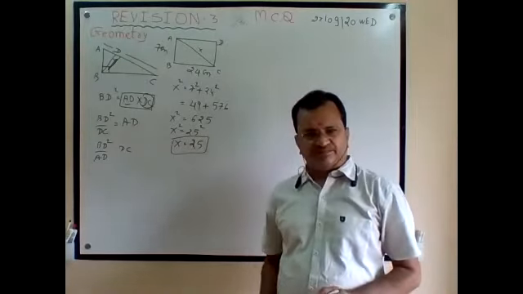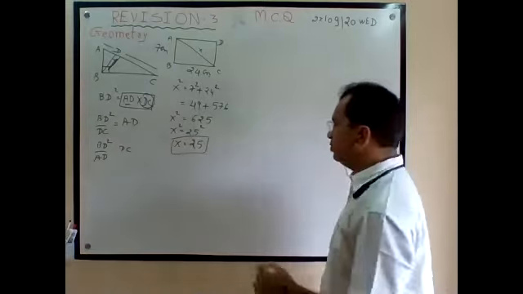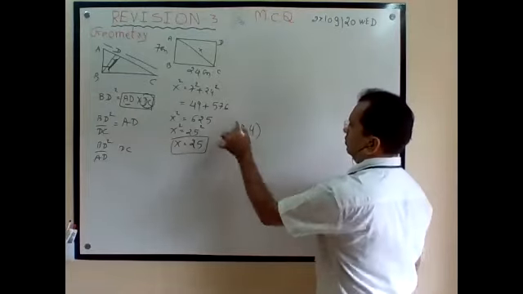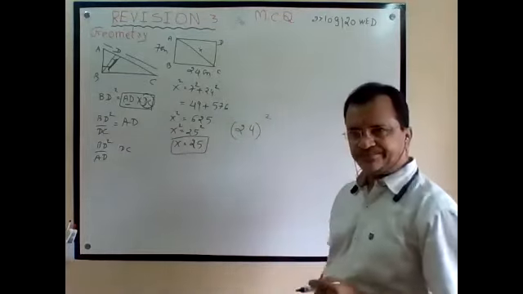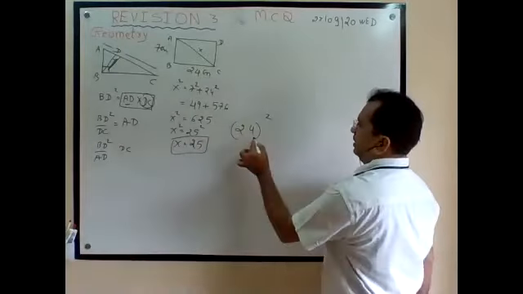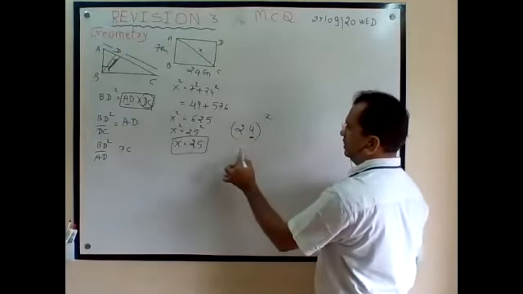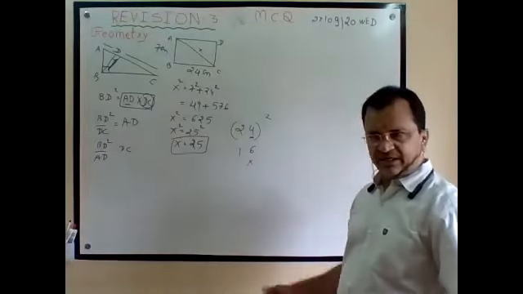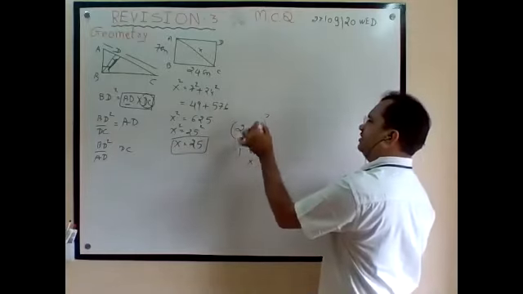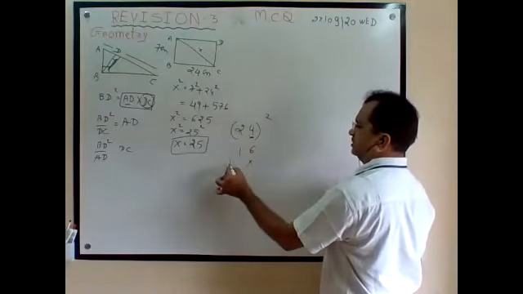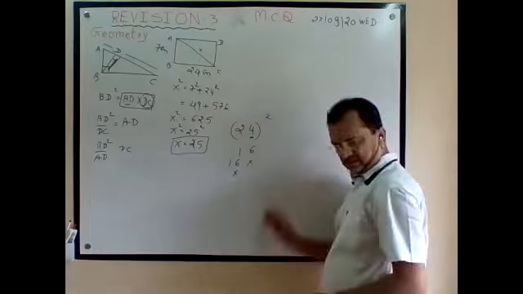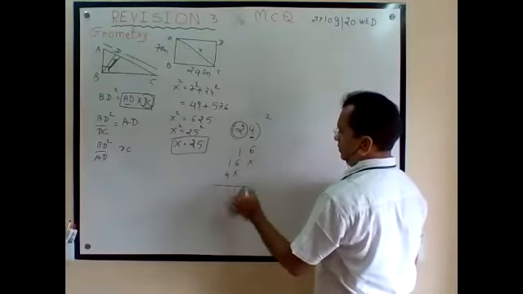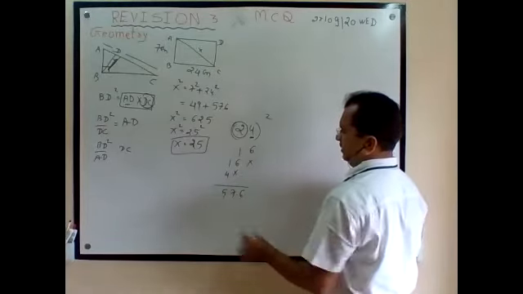How to find the square of a two digit number? For example, 24 square. Take the square of the last digit, 4 square is 16. Cancel one place in the next step. Now take this into this into this, 4 into 2 into 2 is 16. Again cancel 1. Then take the square of this, 2 square is 4. So 6, 7.